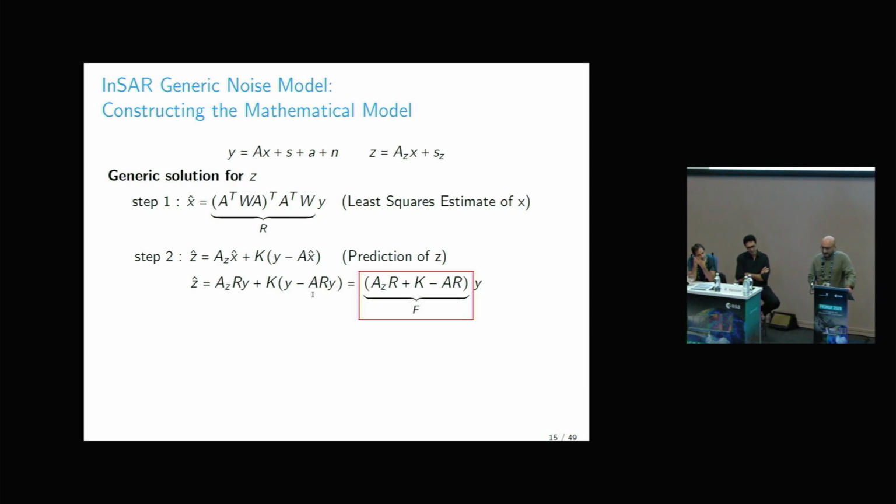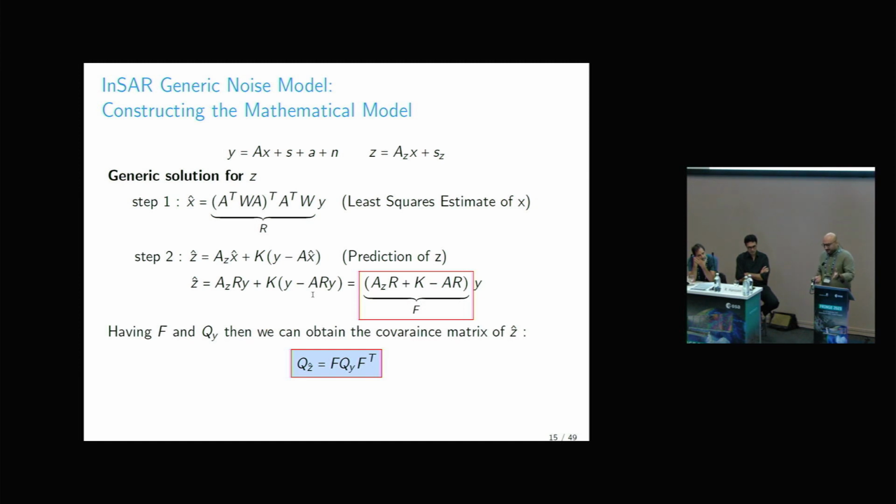And if we combine these two equations, finally, we see that the Z that we derive is a linear relationship of Y. I don't want to go into details here, but I want you to get the concept that if we can formulate everything as a linear relationship of each other, then we can easily do error propagation later. So if we have this matrix F, then we can simply propagate the variance-covariance matrix of Y to QZ.